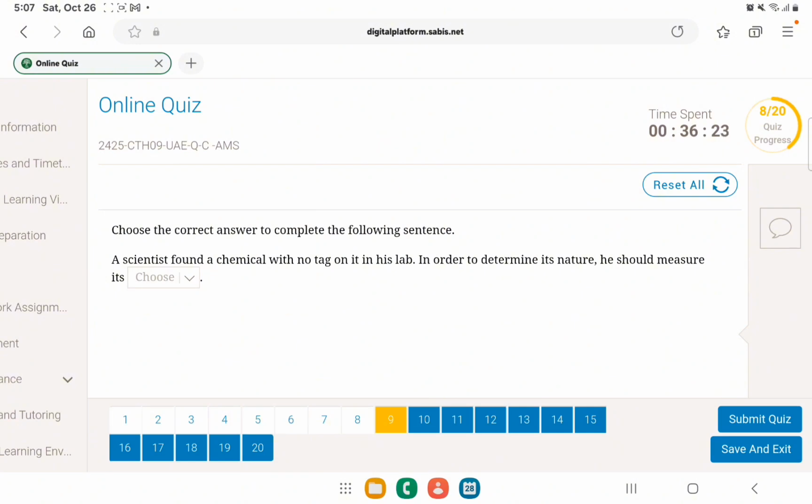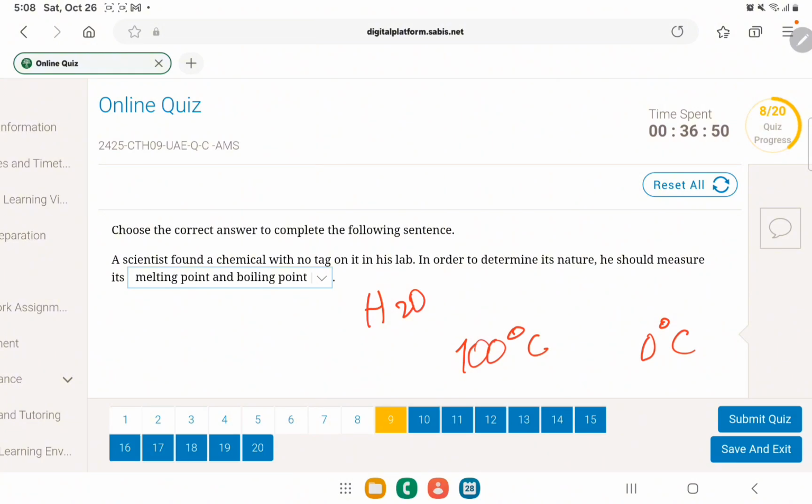Okay, here a scientist found a chemical with no tag on it in his lab. To determine its nature, he should measure its boiling point and melting point. Why? Because each and every compound has its own and specific melting and boiling point. For example, we know that H2O boils at exactly 100 degrees Celsius, right? And we know that it melts at exactly 0.0 degrees Celsius, right? Sharply at those temperatures.